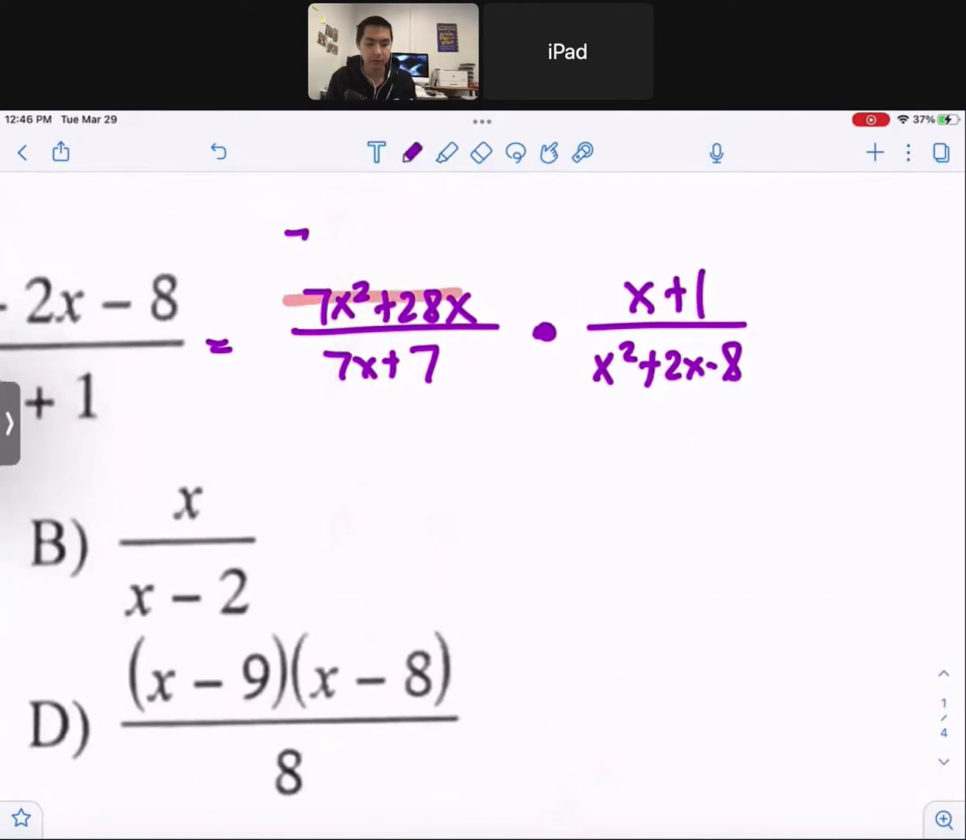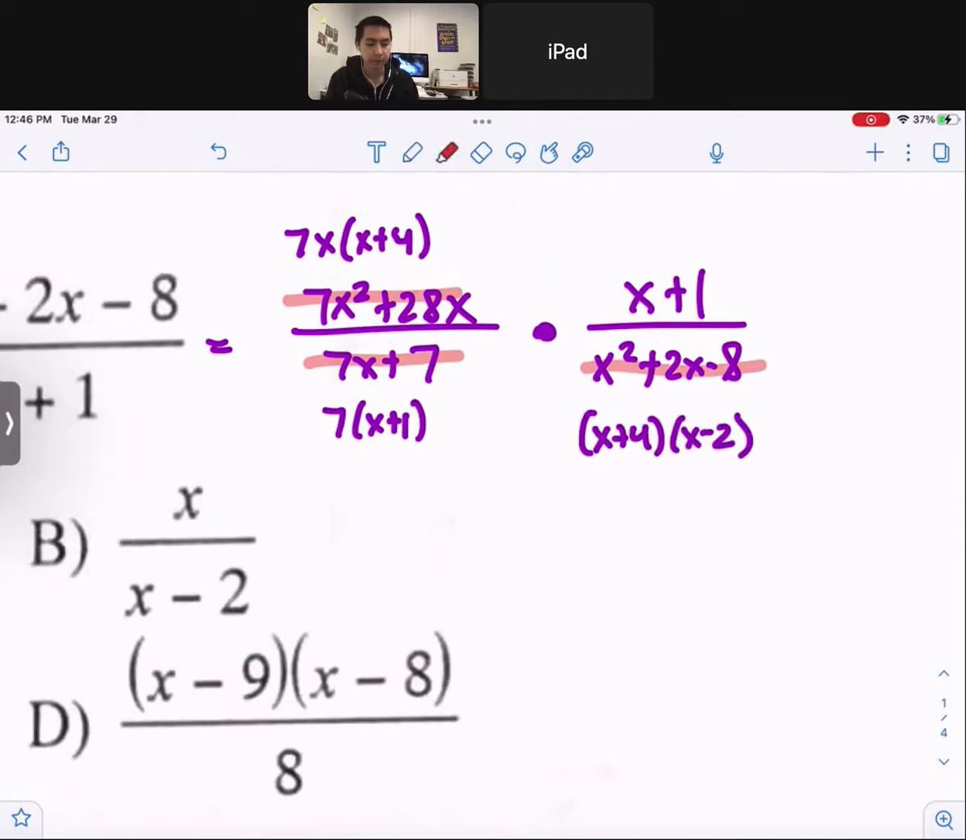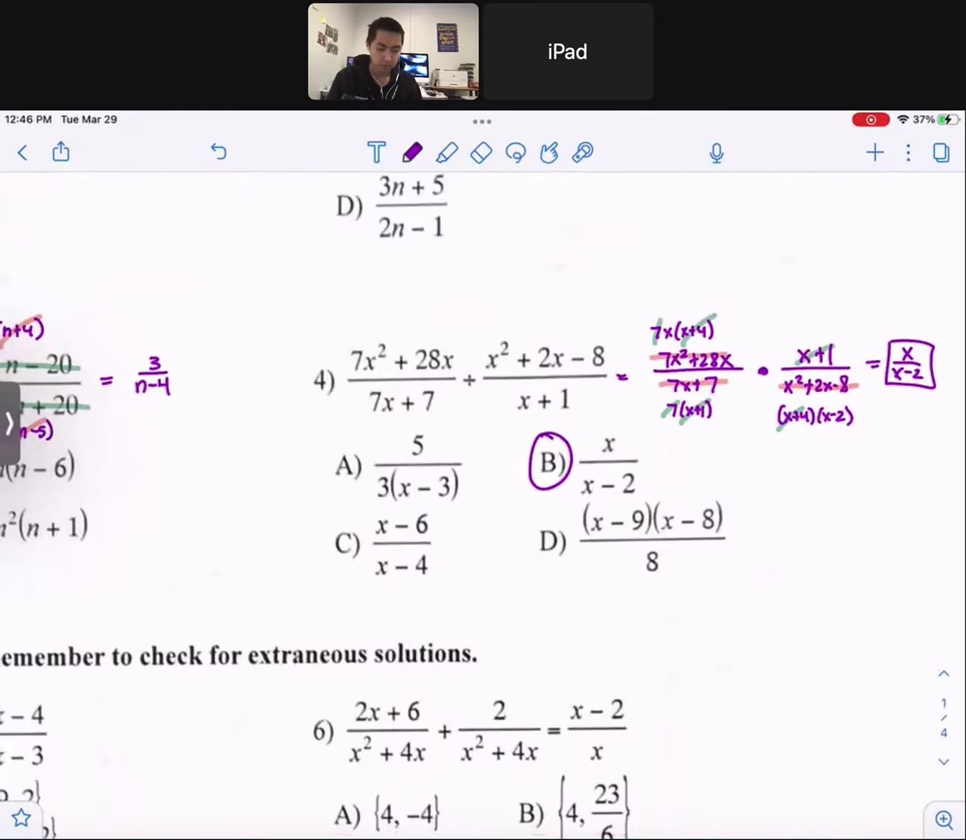This will become, you can factor out a 7x to make it x plus 4. You can factor out a 7 from there to make it x plus 1. And you guys can factor out x method from there to get x plus 4 times x minus 2. So the x plus 1s cancel, the x plus 4s cancel, and this 7 cancels off with that 7. So all we have left is x over x minus 2, which looks to be B.